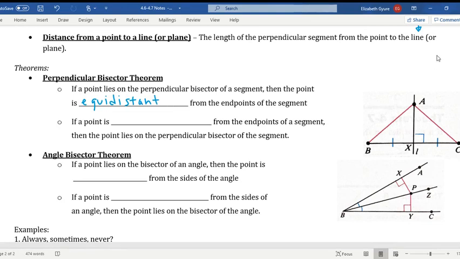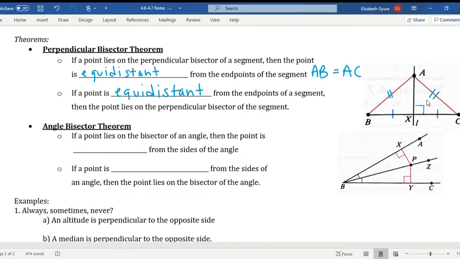What that means is any point on this bisector is going to be the same distance from B as it is from C. So for example, point A is going to be the same distance from B as it is from C. So the measure of AB would have to equal the measure of AC. Equidistant literally means equal distance. And then vice versa. If you already know that a point is equidistant from either endpoint, then it must lie on the perpendicular bisector, right? If it's the same distance from the left and the right, it has to be falling on that bisector. Does that kind of make sense, guys?